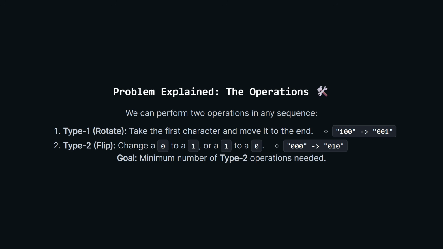To get to that alternating pattern, we have two tools at our disposal. The first tool lets us take the very first character and stick it at the absolute back of the string. Imagine it like shifting everything over by 1. The second tool lets us actually change a character from a 0 to a 1, or vice versa. The tricky part is, we want to use the absolute minimum number of those flips. Rotations are basically free, but flips are what we are counting.